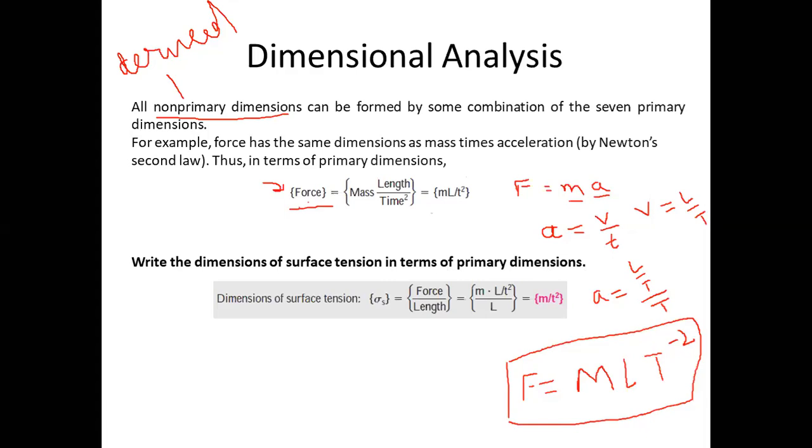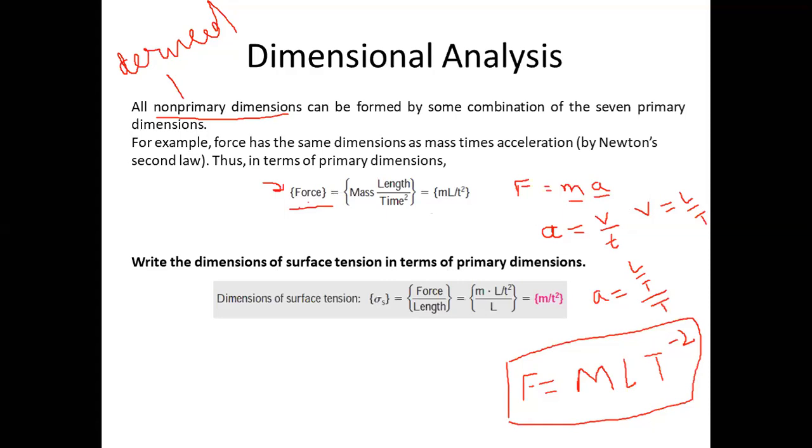So you should be clear that there are certain primary dimensions, and using primary dimensions we can find certain derived dimensions. Examples of derived dimensions could be many, like force, acceleration, and velocity. We will see some more examples also.